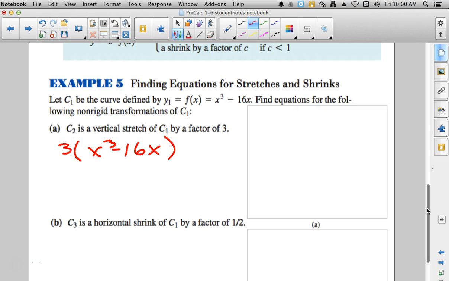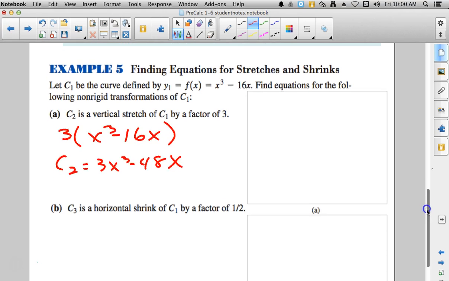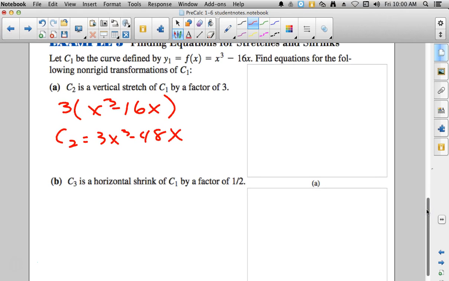And they want us to call that C sub 2. All right, so that one it's normal, what we would normally think of because it's the vertical piece. And then this one says C sub 3 is a horizontal shrink of C sub 1 by a factor of 1/2.